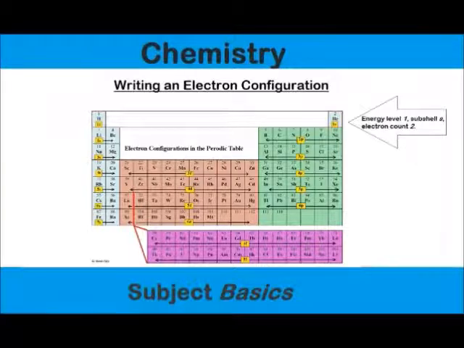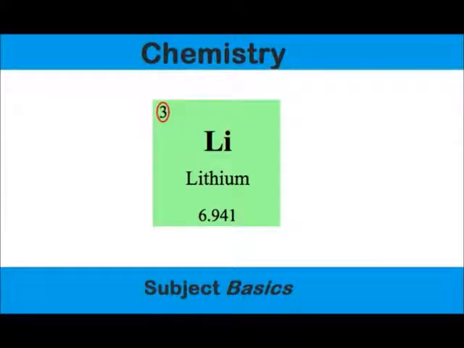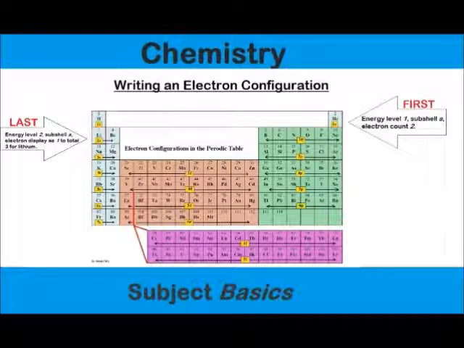Now, let's try writing the electron configuration for the element lithium. First, we'll need to determine the number of electrons in a lithium atom from its atomic number. We see that it's 3. Now, even though lithium is in level 2 or row 2 as you see it on the periodic table, we know that we always start filling in atoms given electrons in the energy level closest to the nucleus.